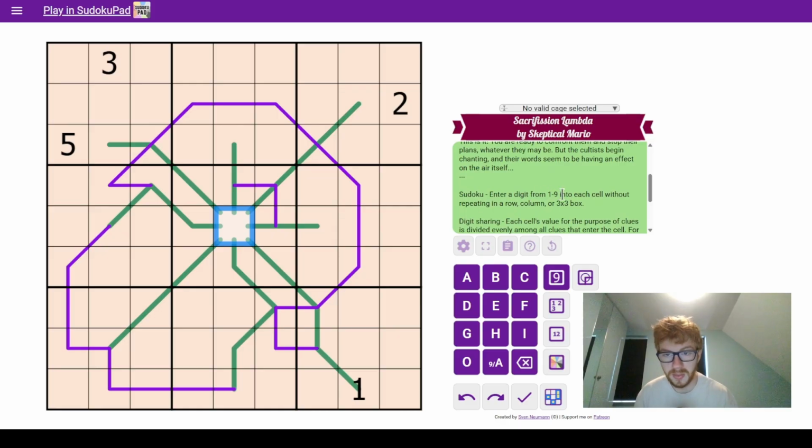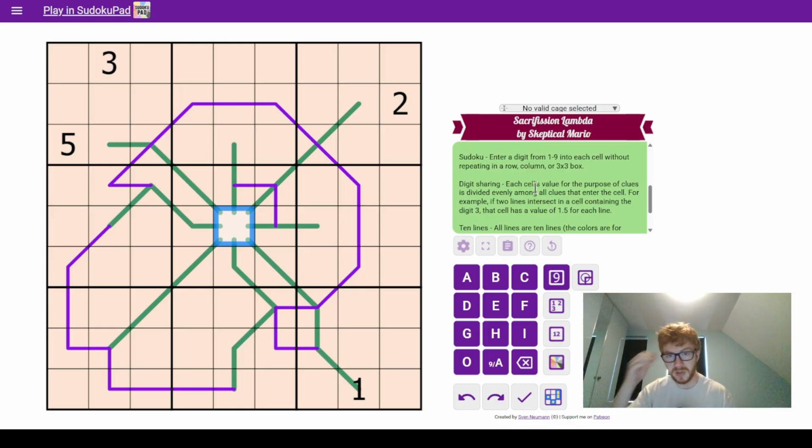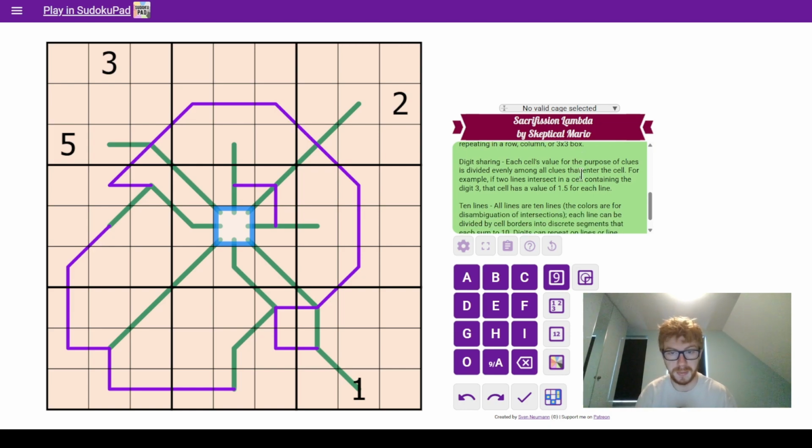Sudoku, enter the digits 1 through 9 into each cell without repeating. Okay, so normal Sudoku rules. Digit sharing. Each cell's value for the purpose of clues is divided evenly among all clues that enter the cell. For example, if 2 lines intersect in a cell containing the digit 3, that cell has a value of 1.5 for each line.